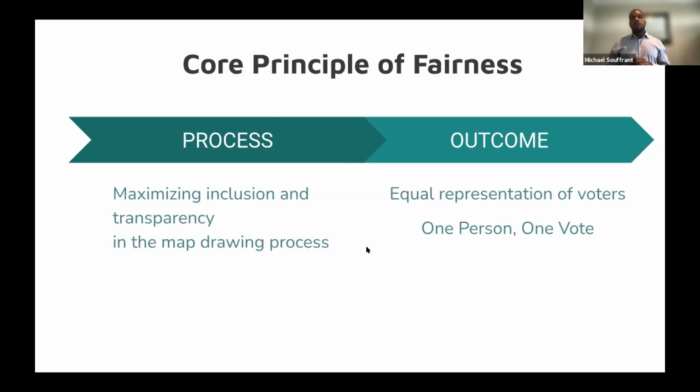In terms of outcome, we view fair maps as those that are structured for equal representation of voters. Explicitly, we define fair maps where each person's vote has the same impact as any other person, which relates to the one person, one vote view.